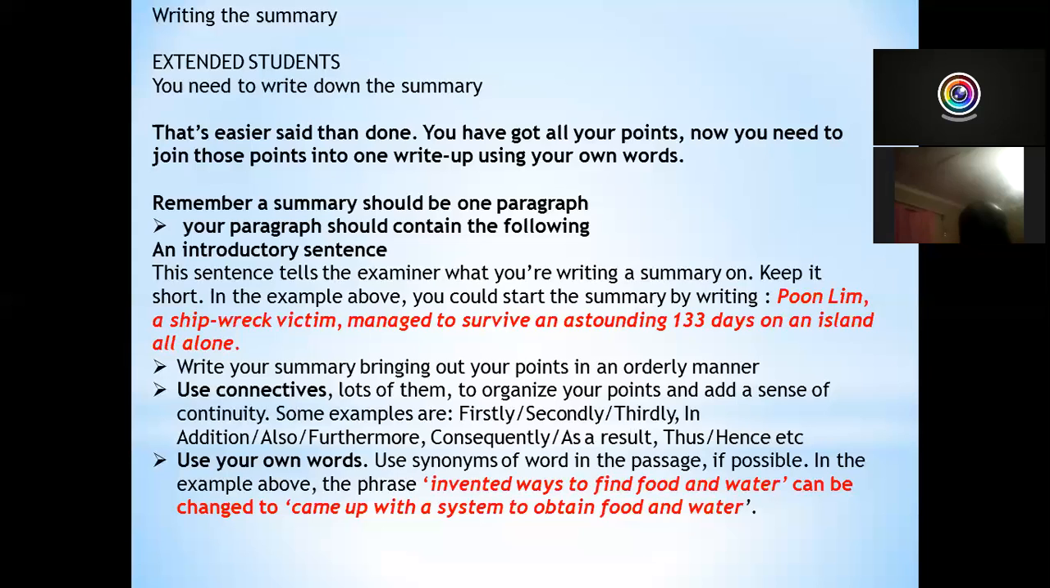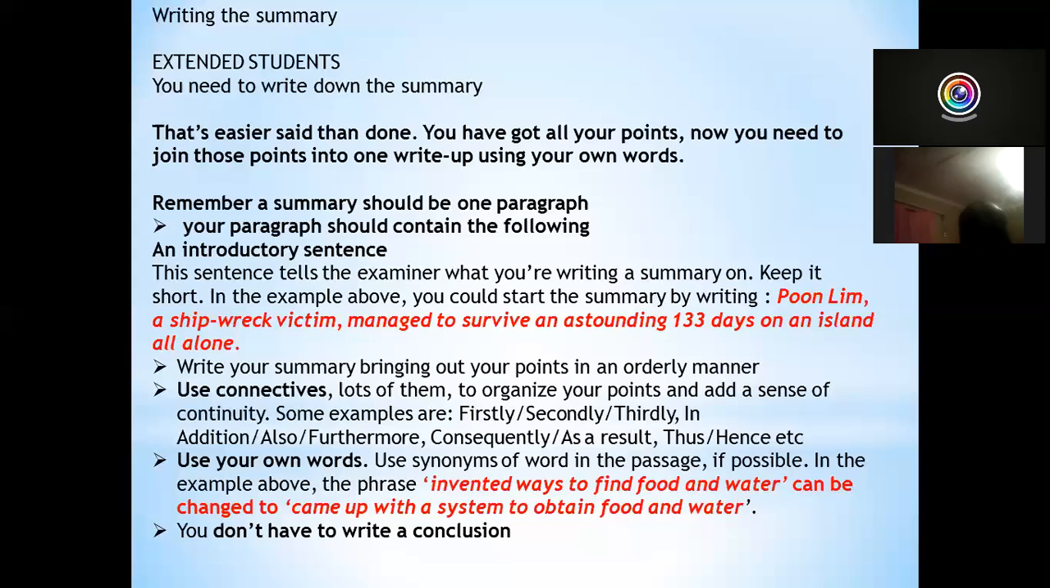Invented ways. Another word we can use for invented is came up with. Ways, it's a system. So, invented ways becomes came up with a system to find food. Instead of saying to find, you then say to obtain food and water. So you can see your sentence is now in your own words and looking different, but the main point is maintained. And that's what we are looking for, extended students: the ability to write in your own words and yet maintain the key points.